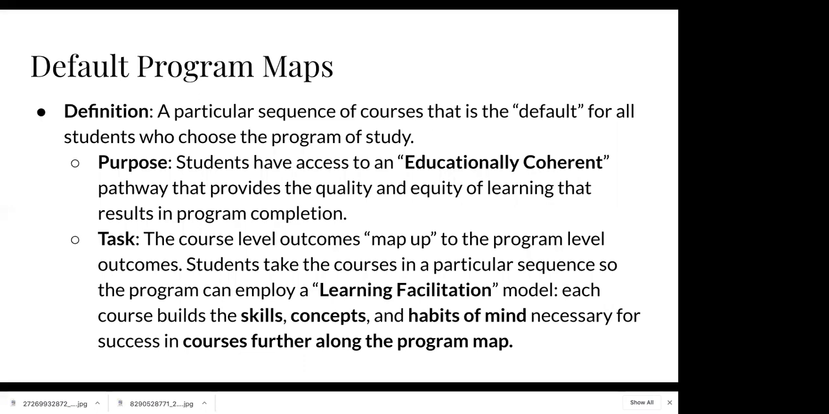And the task for faculty, not just for faculty, is that the course level outcomes map up to the program level outcomes. And then the students take these courses in a particular sequence so that the program can really embody this learning facilitation model. And every course is building on skills, concepts, and habits of mind necessary for courses further along the program map. And again, our current model in the status quo does not allow for this.